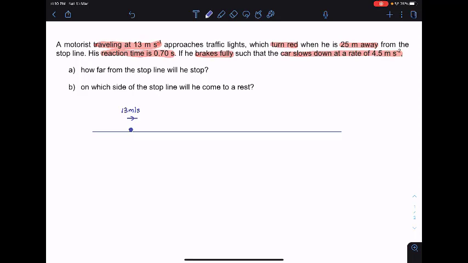is now about 25 meters away. So let me just put in the 25 meters away. So this is 25 meters away from the traffic light. So this is the traffic light, okay.